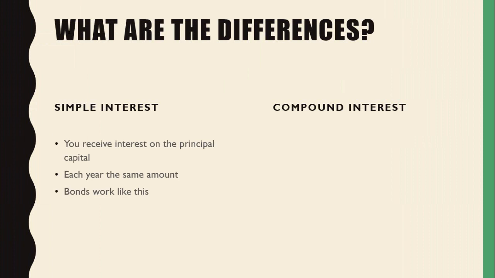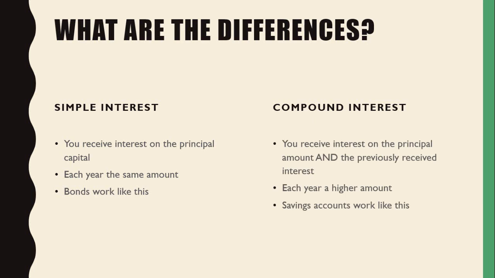Simple interest works like this. You receive interest only on the principal capital. So each year you receive the same amount of interest. Government bonds and corporate bonds work just like this. You loan them $1,000, for instance, and each year you get the same amount of interest.